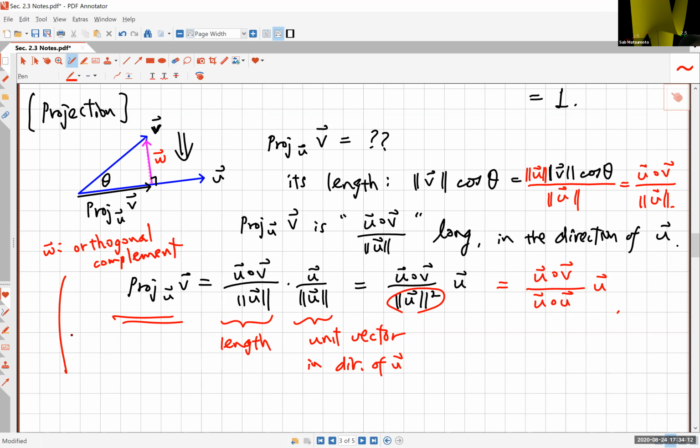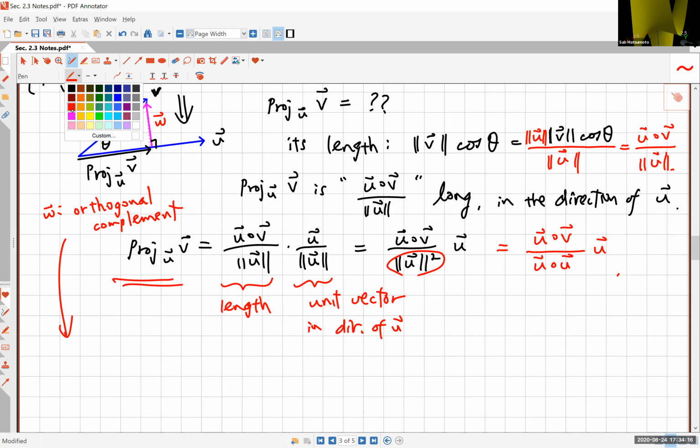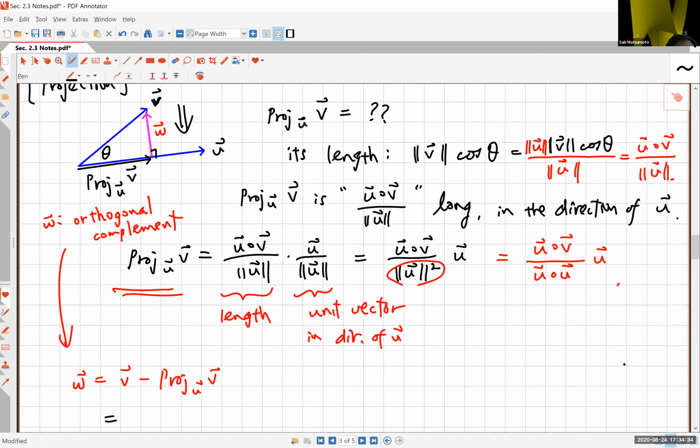Let me just expand on this. The orthogonal complement means different things in different contexts. But in this context, w is simply the difference between v and the projection of v onto u. A better way to say this is that w is the orthogonal component when one decomposes v in the u direction and the direction perpendicular to u.